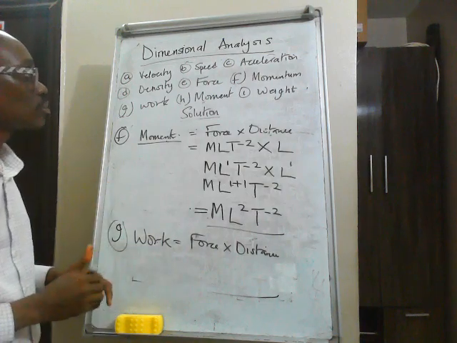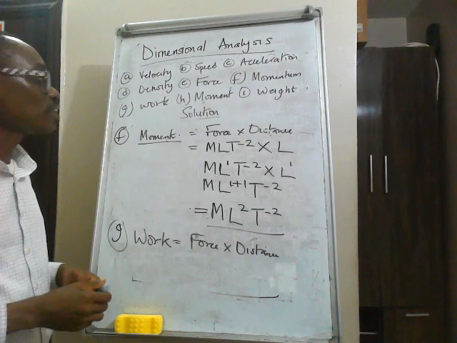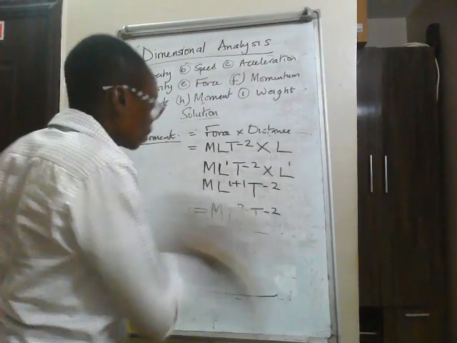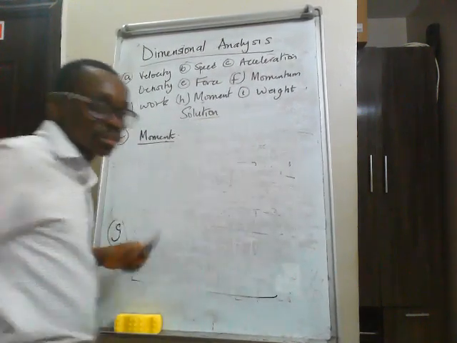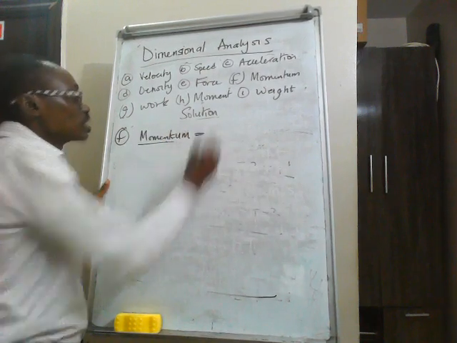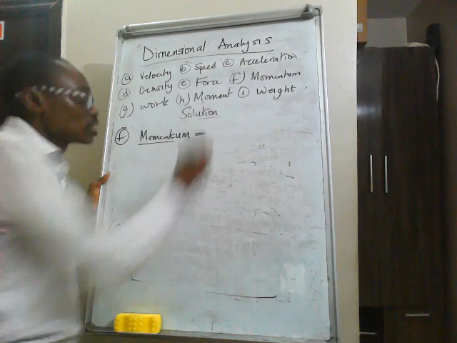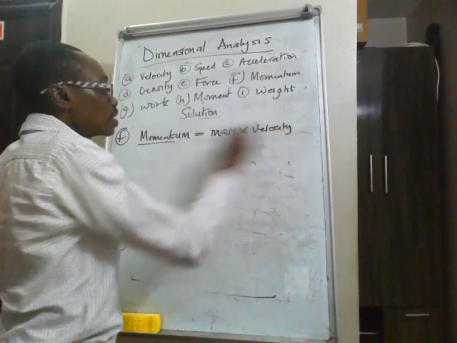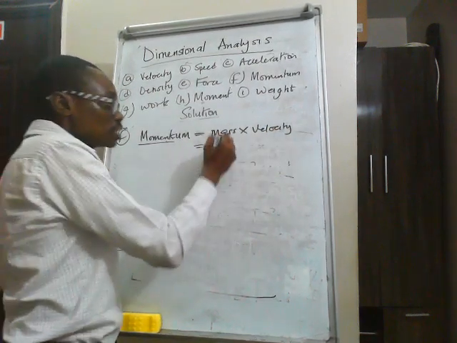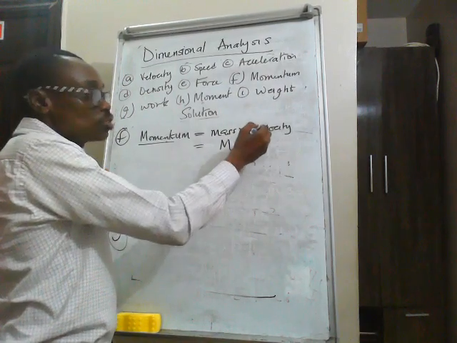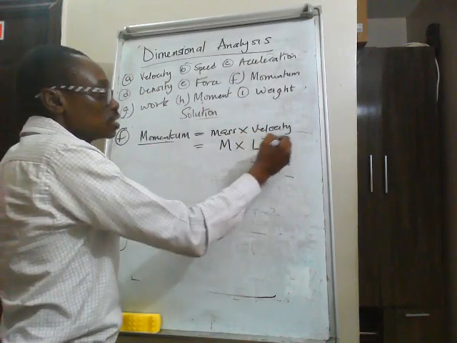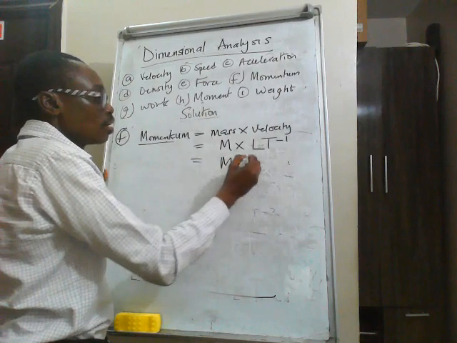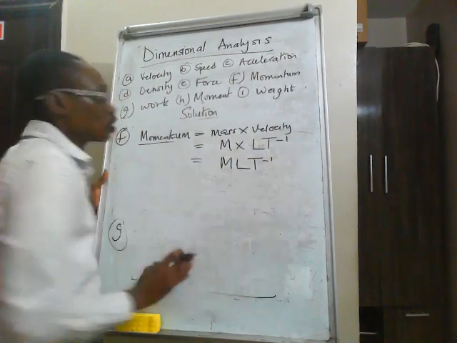So the next one I'm going to solve right now is the dimension of momentum itself. The formula for momentum is mass times velocity, and the dimension of mass is what? M. The dimension of velocity, which we already saw before, is LT raised to the power minus 1. So at the end of the day, when you put everything together, you have MLT raised to the power minus 1.